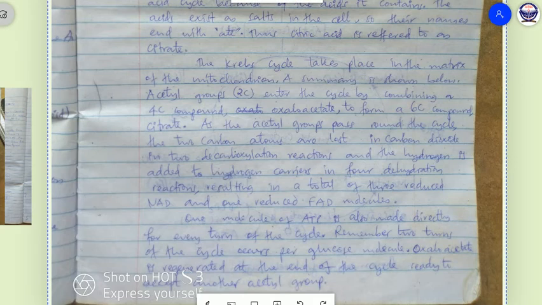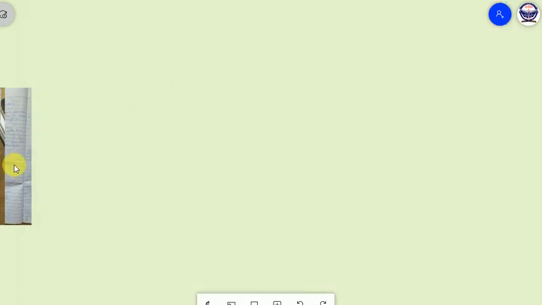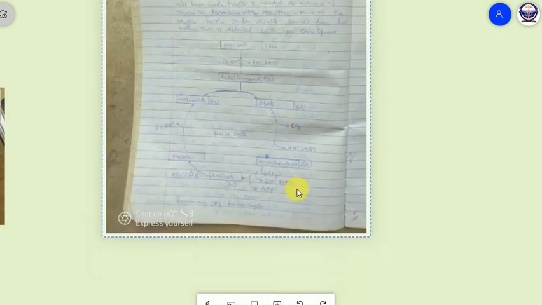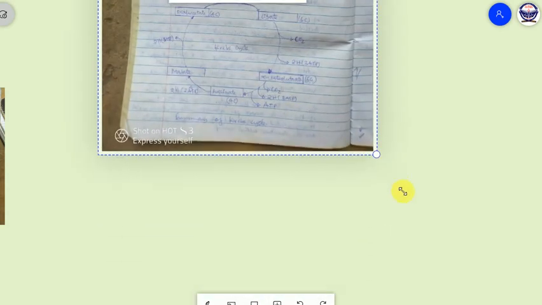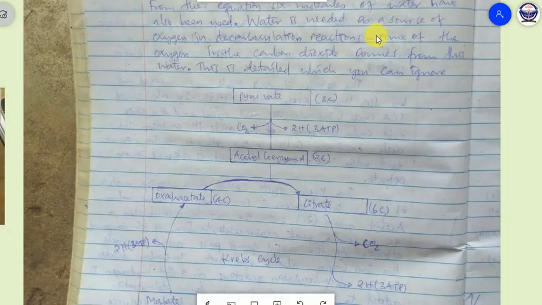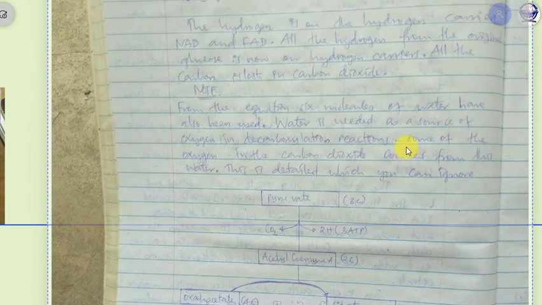So what is explained here is just the summary. We will have the detailed mechanism of how the Krebs cycle occurs. This is just the summary so that you can understand the concept, and then we will have a detailed mechanism of how the Krebs cycle occurs.